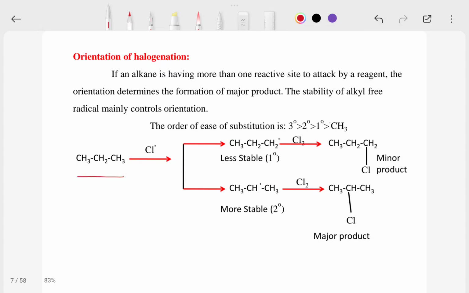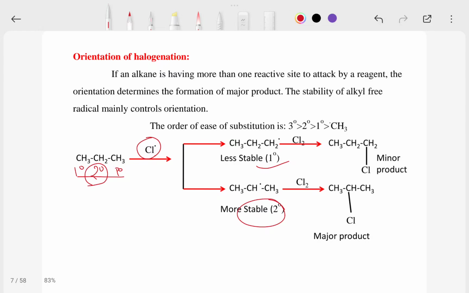If a chlorine radical reacts with propane, two types of products are possible. This first carbon is a primary carbon, this is the secondary carbon, and this is also a primary carbon. When a primary carbon loses an H dot, a primary free radical is formed. If the secondary carbon loses an H dot, a secondary free radical is formed.